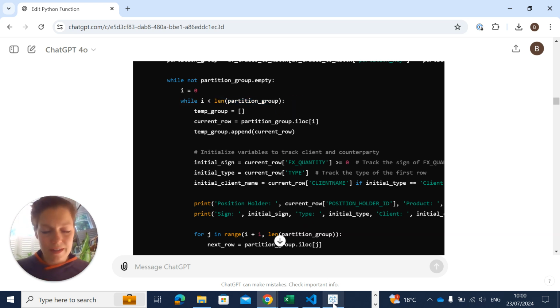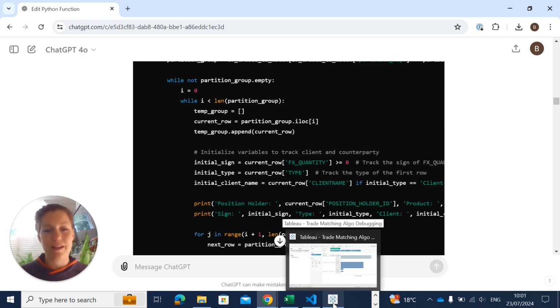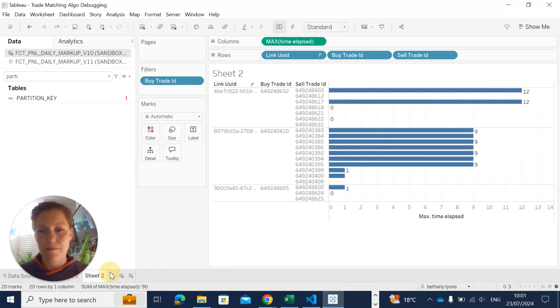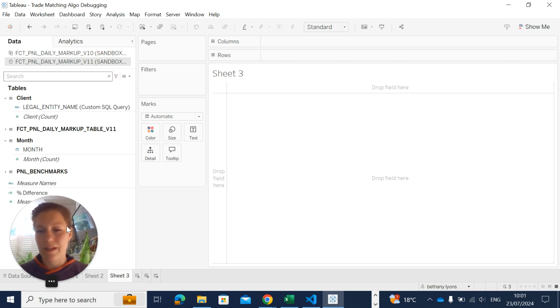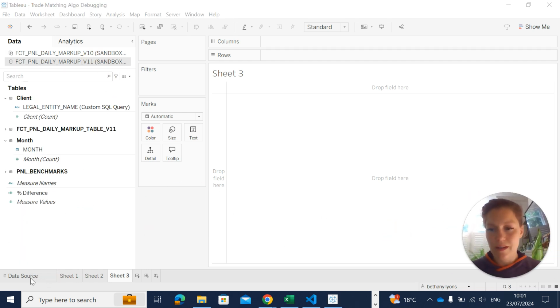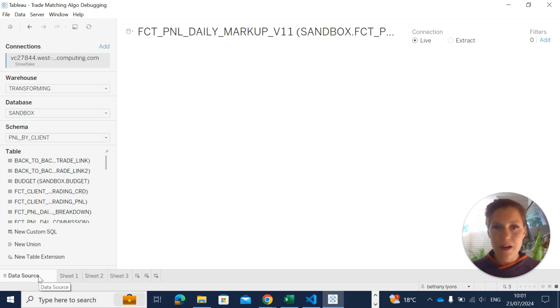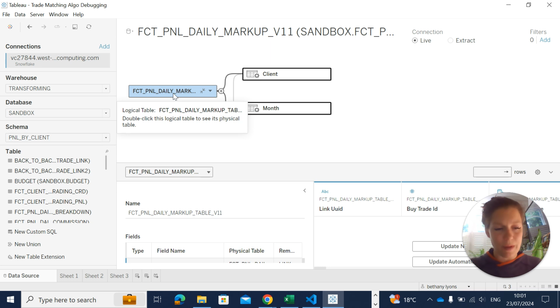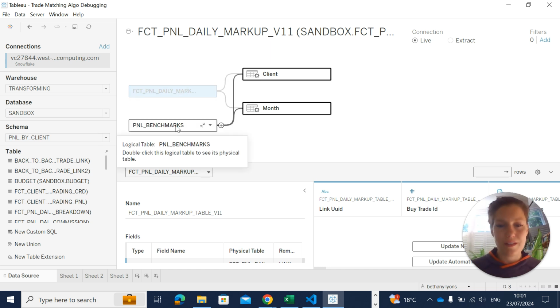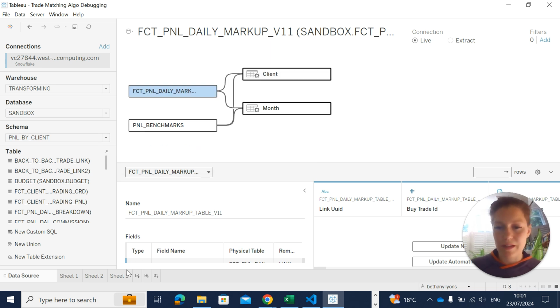Okay, so the next thing I did is write this into Snowflake and then come to Tableau and look at the data that it produced. Just to explain the model a little bit, this is a view built off of my Python trade matching table. This is the P&L benchmarks that come from the trading system, aggregated up to a client and month level, the common links between the two.